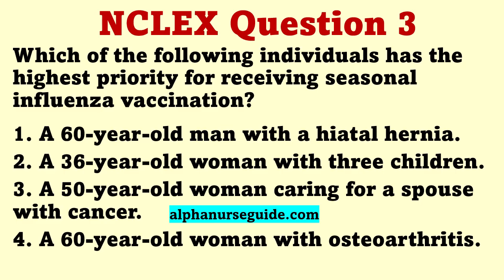The correct answer is 3. Individuals who are household members or home care providers for high-risk individuals are high-priority targeted groups for immunization against influenza to prevent transmission to those who have a decreased capacity to deal with the disease.